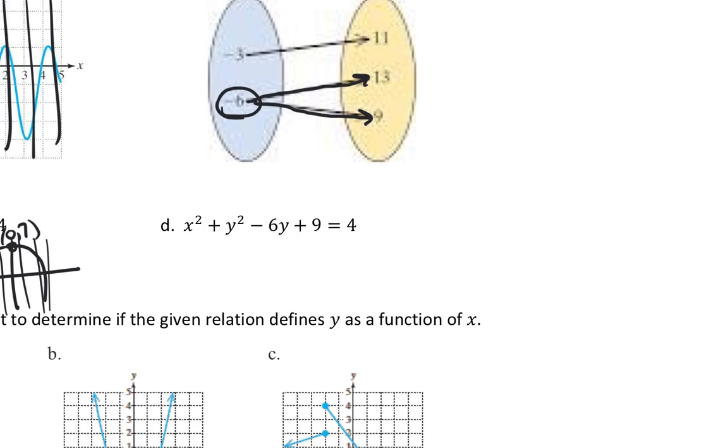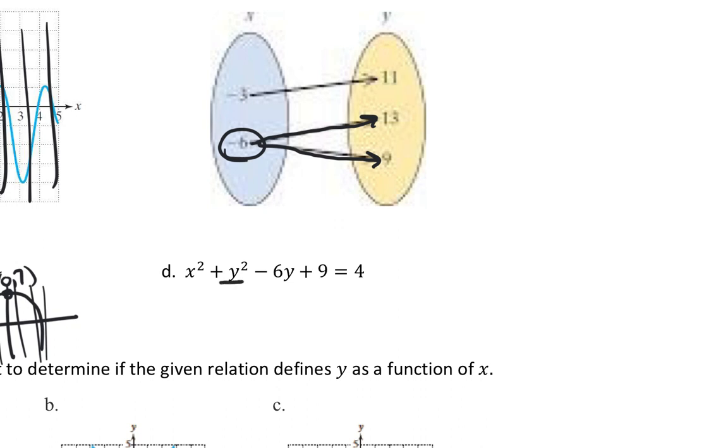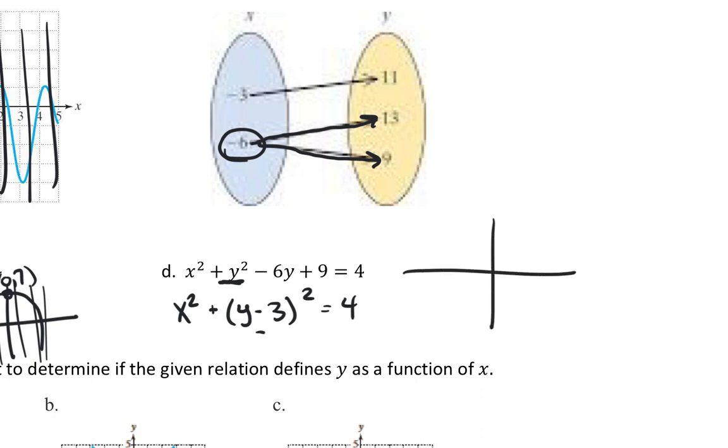So for this function, we can see that we have this y squared here. We can simplify this function a little bit to be y minus 3. And ultimately, this is the equation of a circle around the point 3, 0. So if we go up 3 here, we have a circle with a radius of 2.